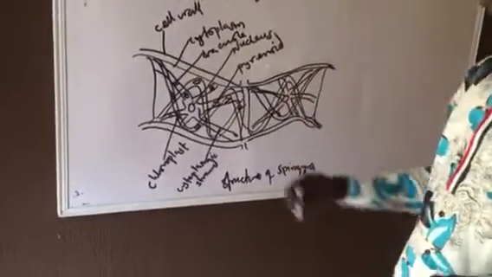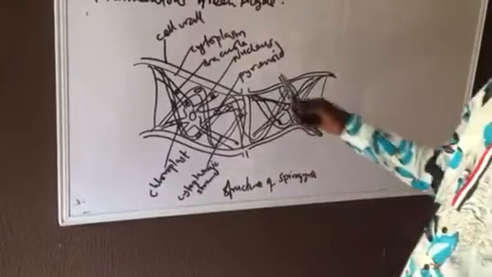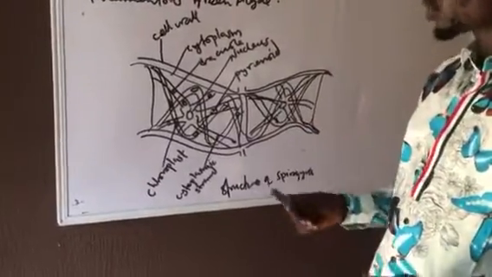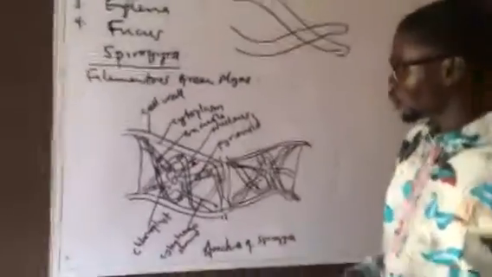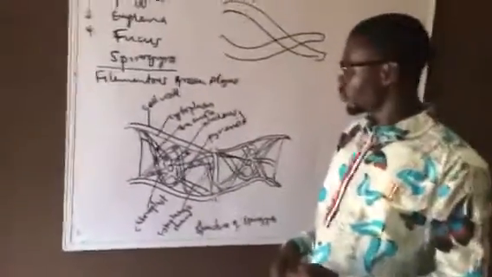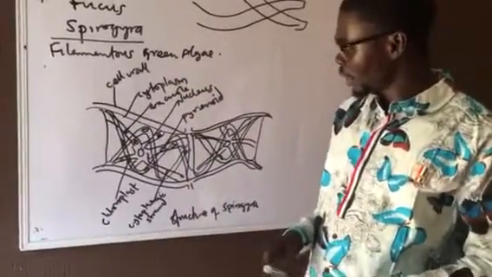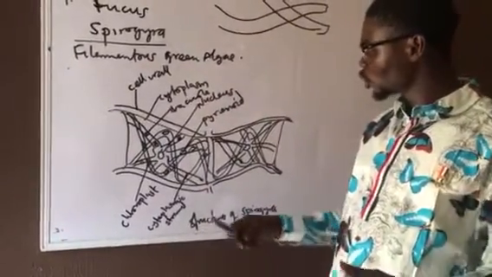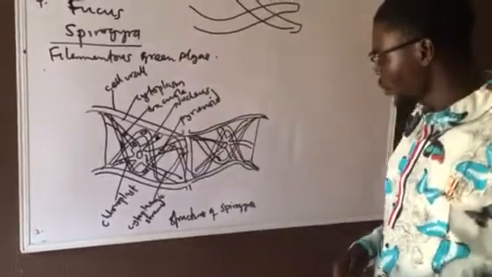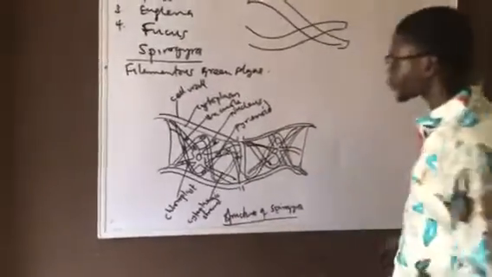The nucleus is for sexual reproduction. Pyrenoid also stores food. Vacuole stores water. The pyrenoid is the storage for food. Then chloroplast is what they use for the manufacture of food. Then the cytoplasmic strand is what joins the whole structure together. So this is the structure of Spirogyra.